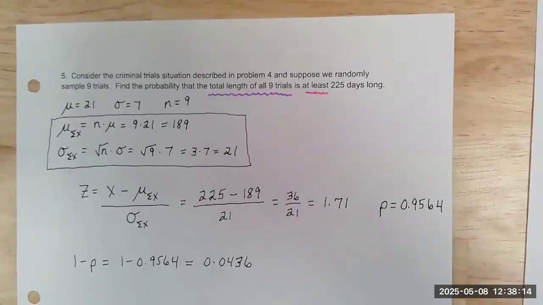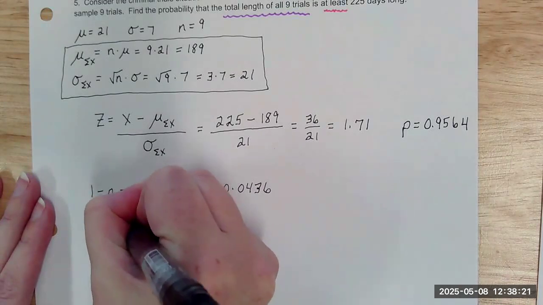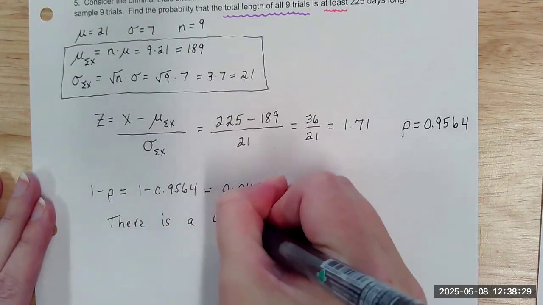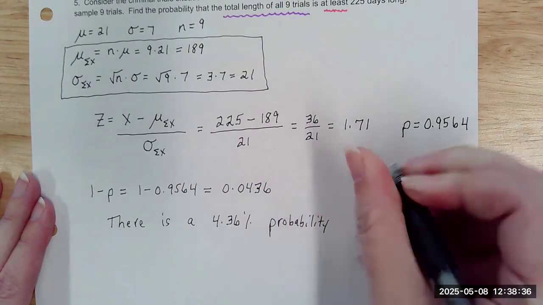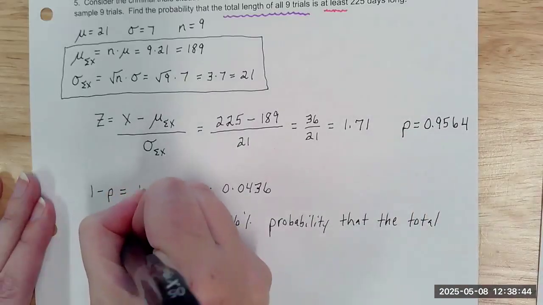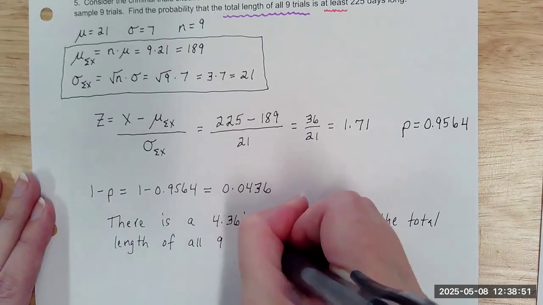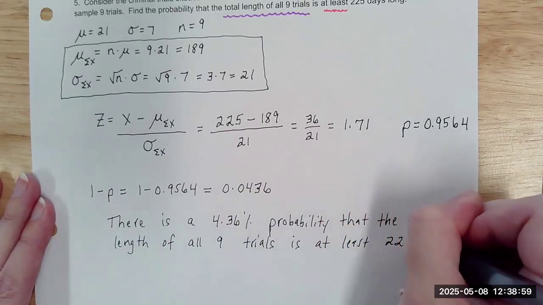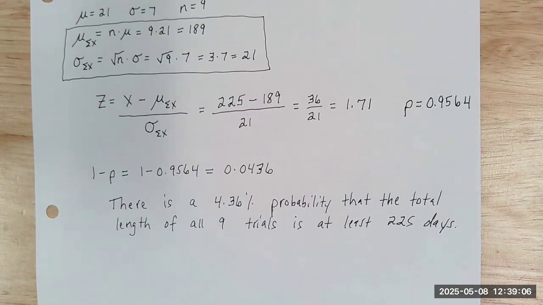So I'm going to say that there's a 4.36% chance, or there is a 4.36% probability that the total length of all 9 trials is at least 225 days. So not particularly likely.